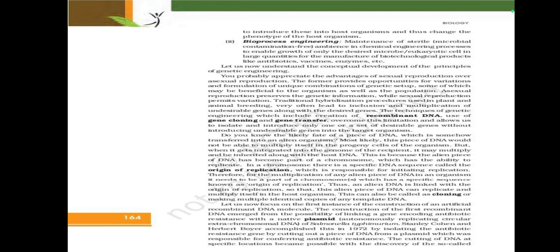Traditional hybridization procedures used in plant and animal breeding very often lead to inclusion and multiplication of undesirable genes along with the desired genes. The techniques of genetic engineering, which include creation of recombinant DNA, use of gene cloning and gene transfer, overcome this limitation and allow us to isolate and introduce only one or a set of desirable genes without introducing undesirable genes into the target organisms. Do you know the likely fate of a piece of DNA which is somehow transferred into an alien organism?